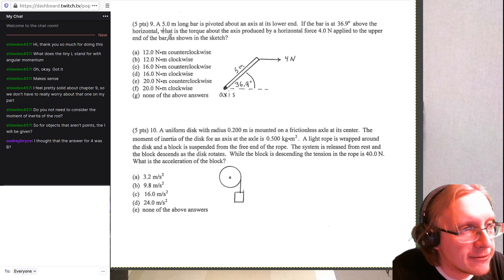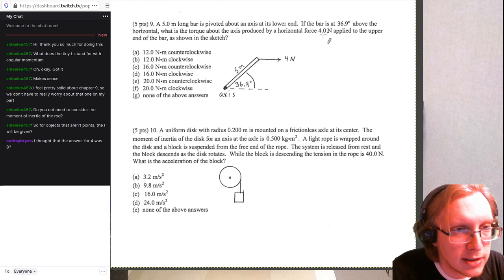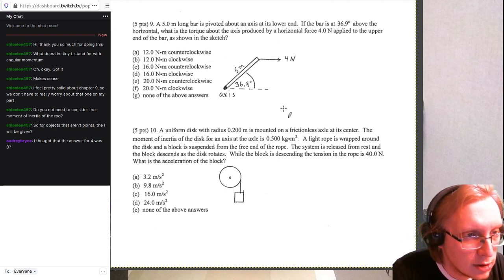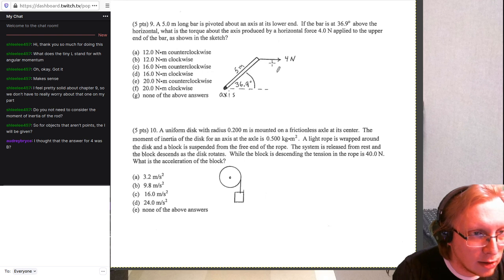All right, a 5 meter long bar is pivoted about an axis at its lower end. If the bar is at this angle above the horizontal, what is the torque about the axis produced by a horizontal force of 4 newtons applied to the upper end of the bar as shown in the sketch? Okay. So in this particular case, we've got 36.9 degrees here, and it goes that way, horizontal.